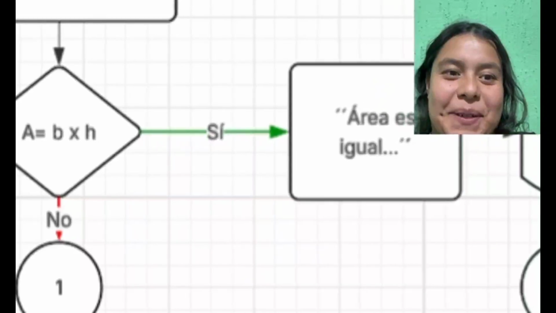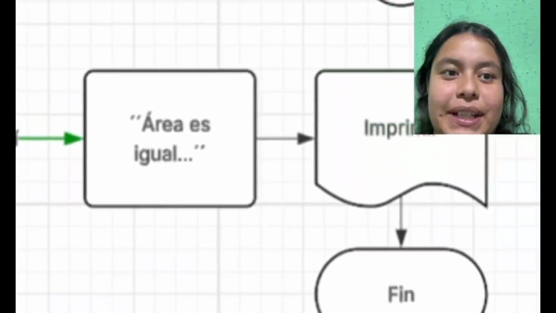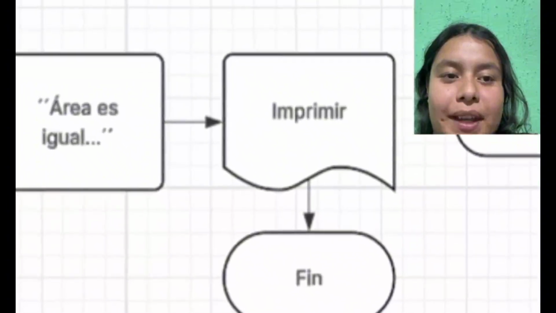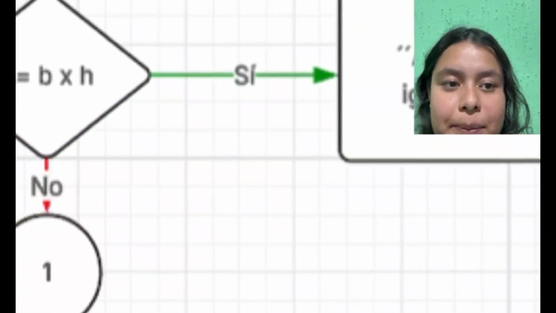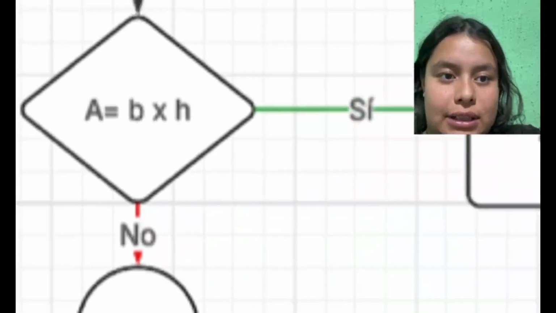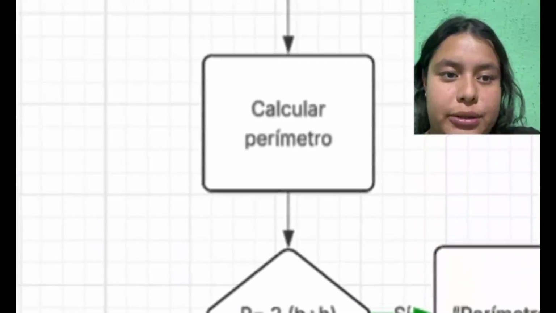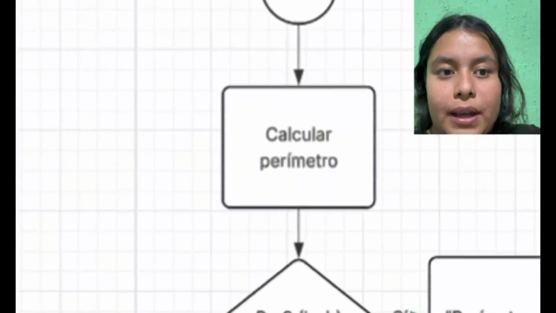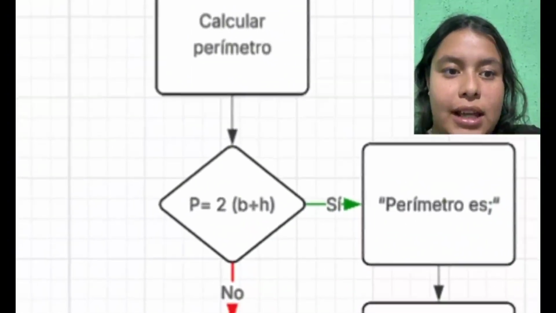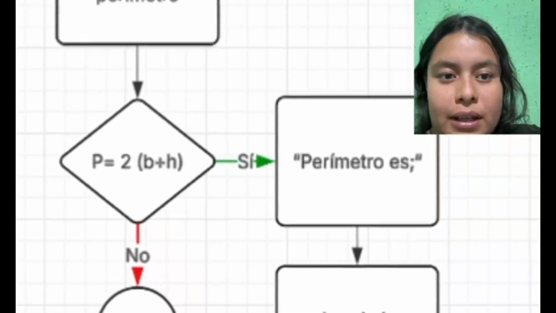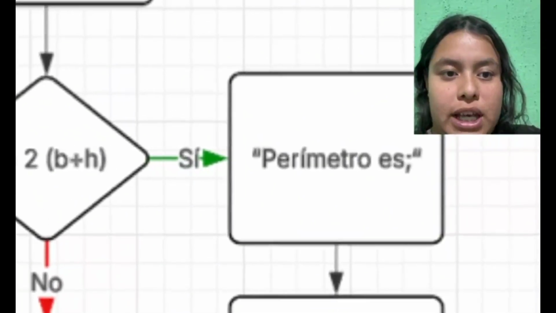In decision, I put if area is equal to base by height. If yes, in the process it says area is the same, and this is going to be printed, and from there it will be the end. If not, here I put a connector and take it to where it is going to calculate the perimeter, and then it goes to a decision that is perimeter is equal to base plus height.